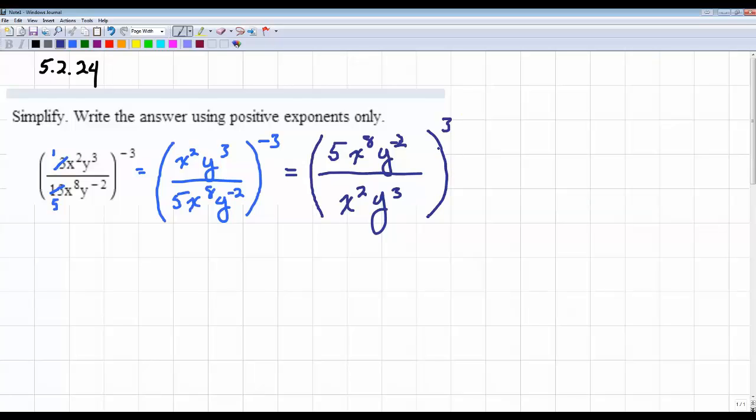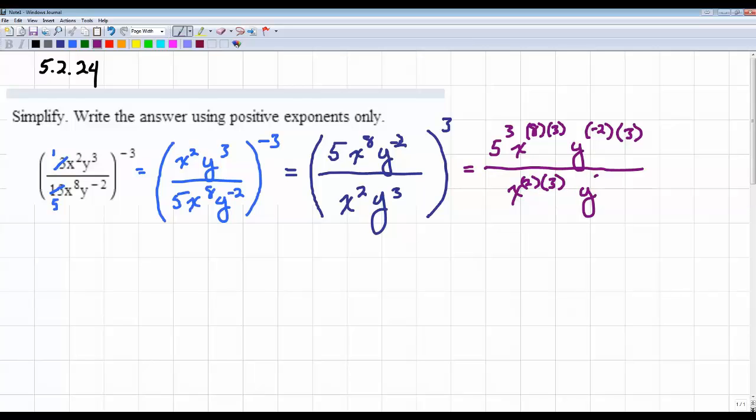Then what I'm going to do is apply the outer exponent to all 5 of the factors. So we now are going to have 5 to the third power times x to the eighth power times 3 times y to the negative 2 power times 3, and that's going to be all over x squared times 3 and y cubed, and that exponent will be multiplied by 3.